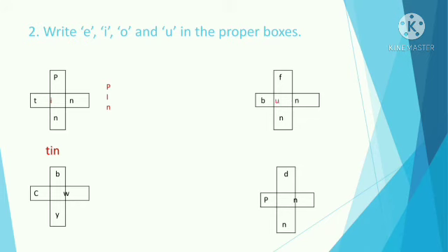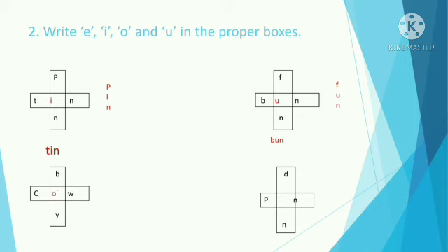Now see the second table. We will write U in the second table. When we write U, we get the two words. The first word is fun, f-u-n, fun, and the second is bun, b-u-n, bun.